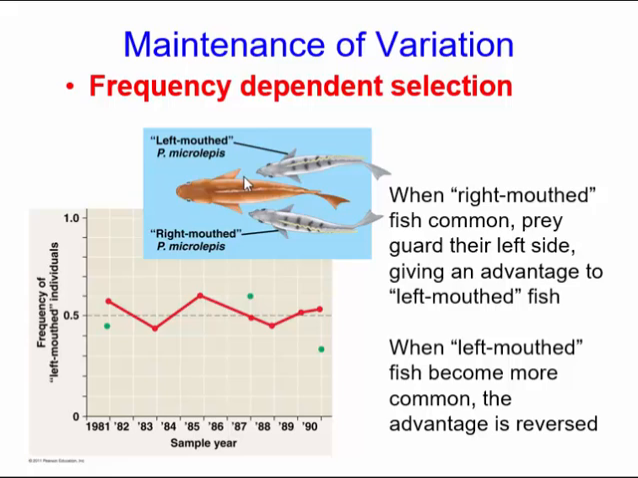Now, of course, the situation will flip around. Now the target fish is paying more attention to its other side. And so we see this changing, oscillating over time as a result of this negative frequency-dependent selection.